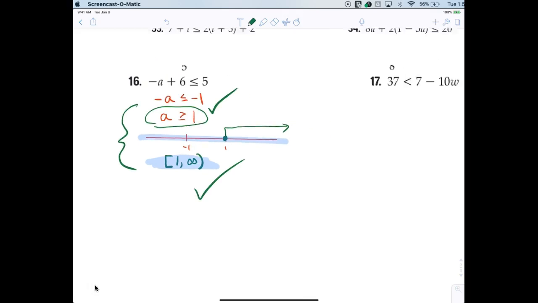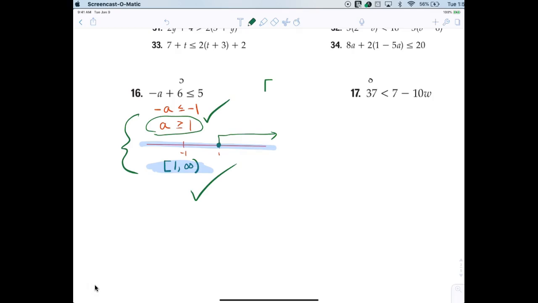So if you're not sure what I'm saying, this is what I'm trying to say. Bracket would be greater than or equal to. This would be greater than. This bracket right here would be less than or equal to. This would be less than.